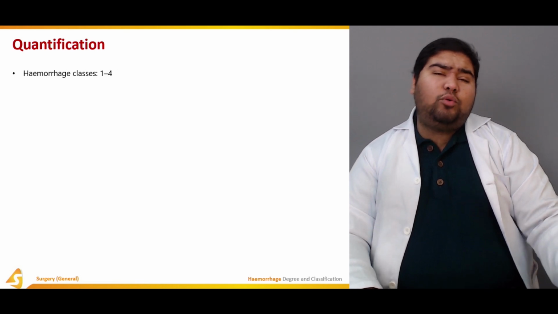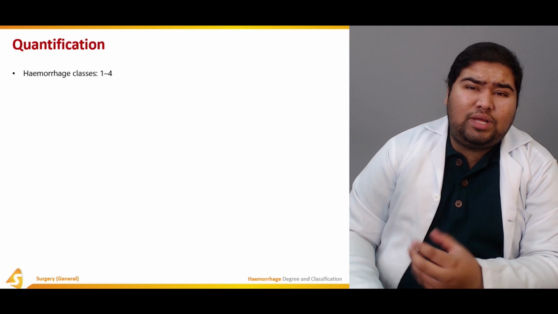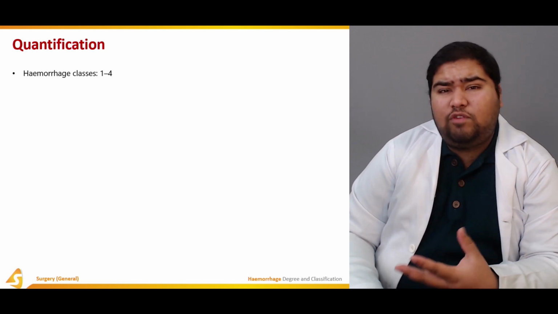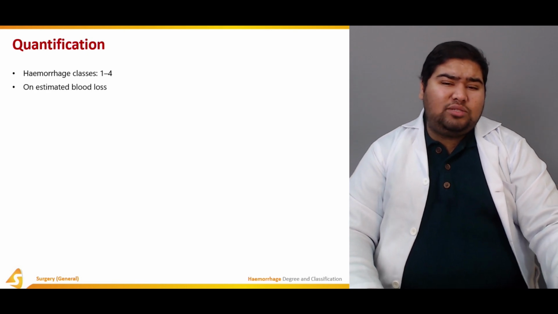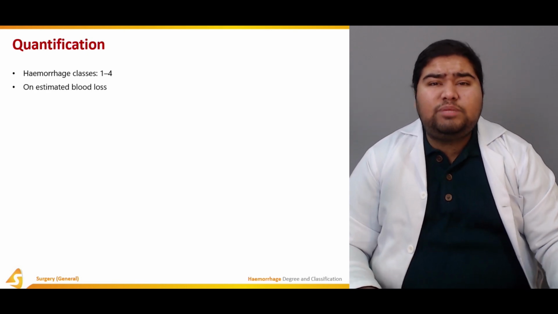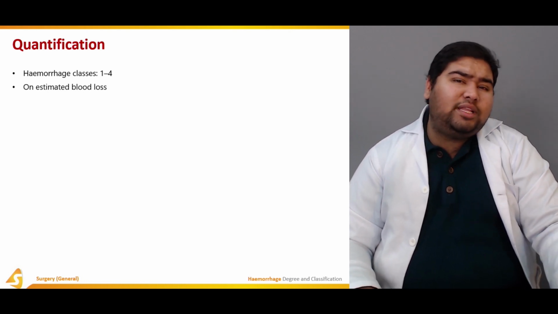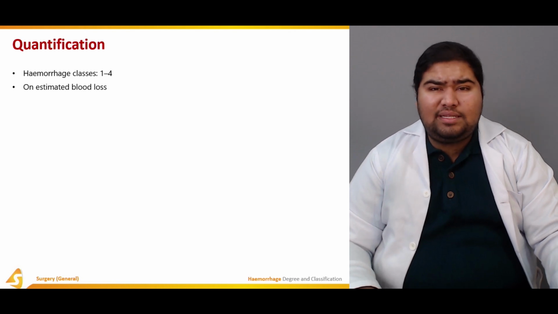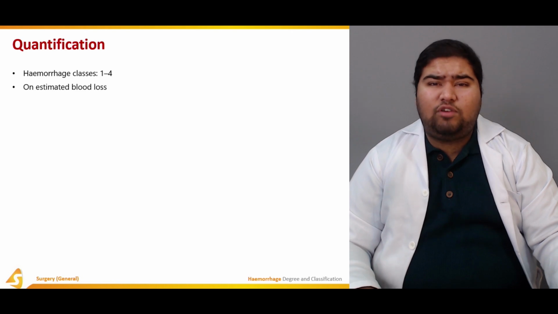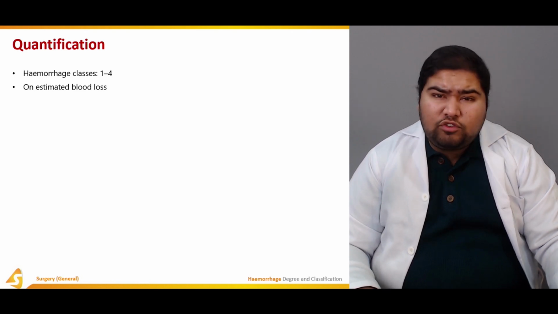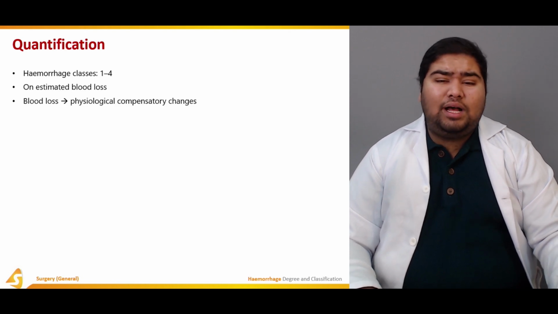Now, moving on to the quantification. Hemorrhages can be classified according to the amount, the percentage of blood that has been lost. With that, there are four classes from class 1 to 4. This is based on estimated blood loss. Again, we cannot quantify the blood loss exactly, but the estimated blood loss can be used to quantify the percentage of blood that has been lost from the body, and on the basis of that there are four classes.